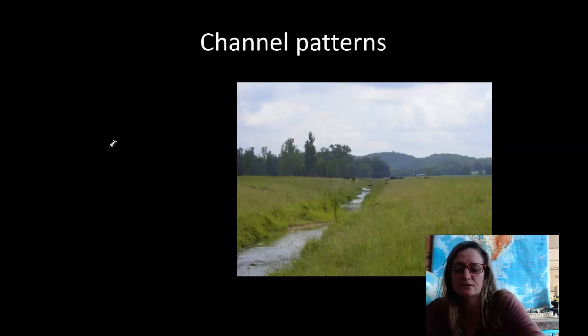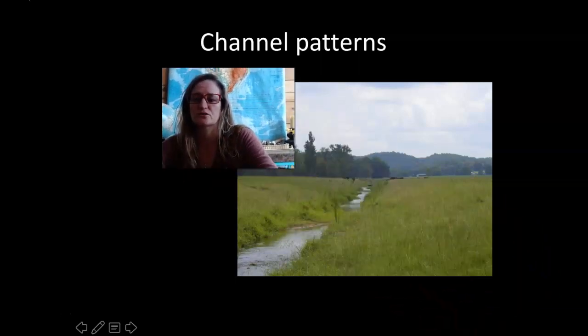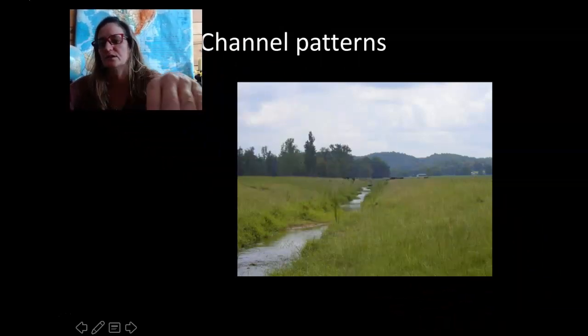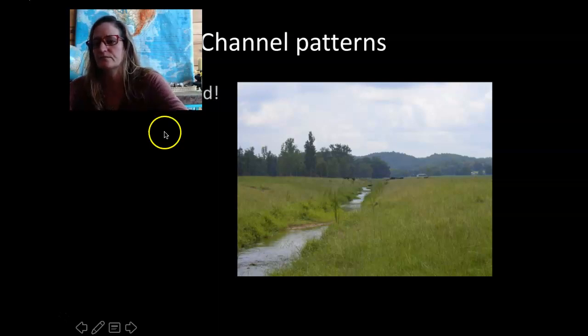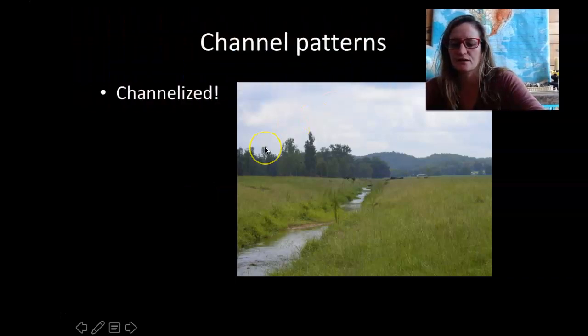All right. Here is a stream that is straight and through a field. So that might lead us to believe that this is an unnatural stream. So it is. They've cut it straight through this pasture to drain the pasture. So it's an unusual pattern if you see it cut straight through the pasture there. What that means is it's channelized.